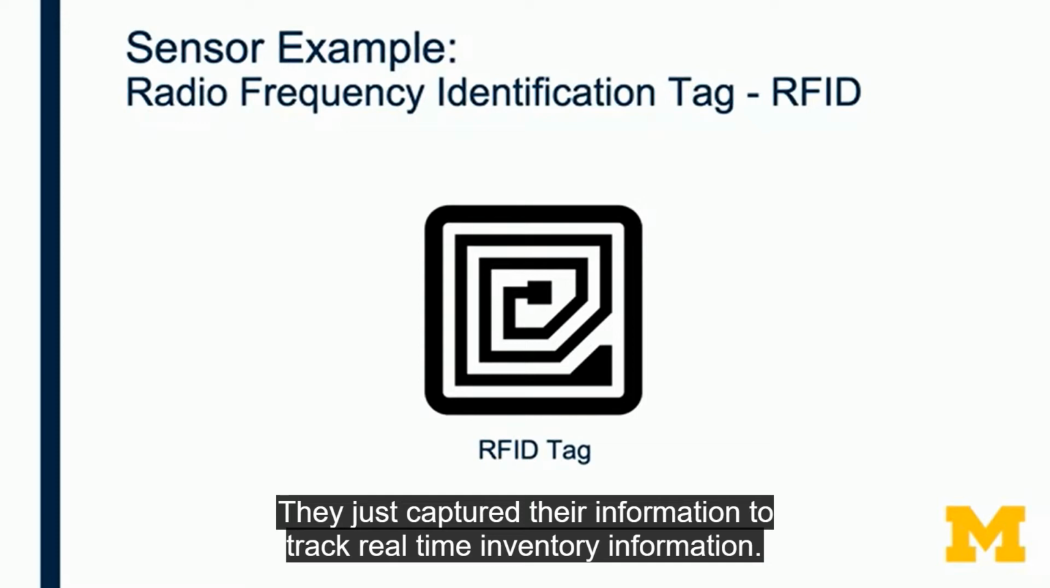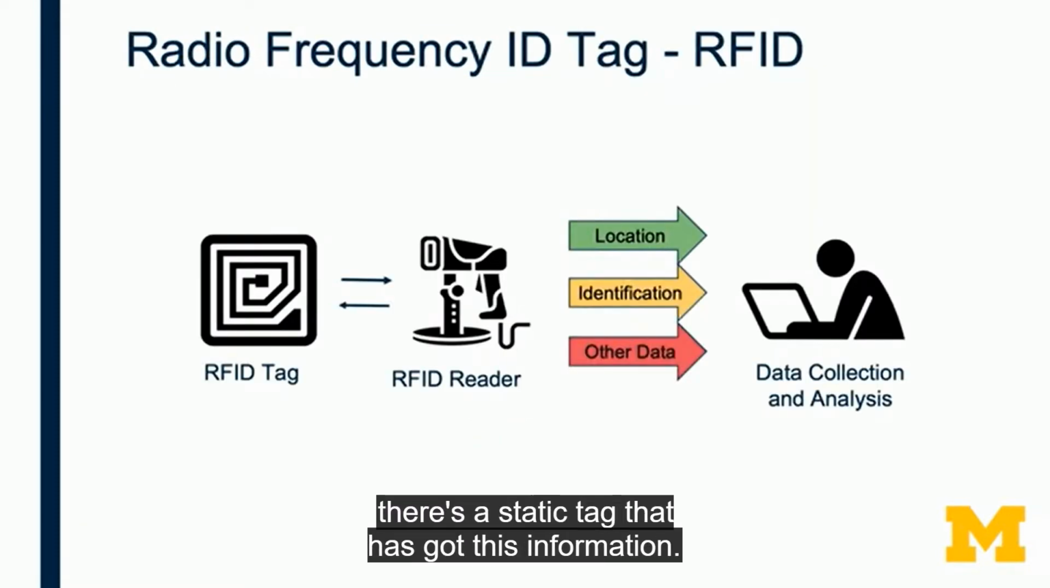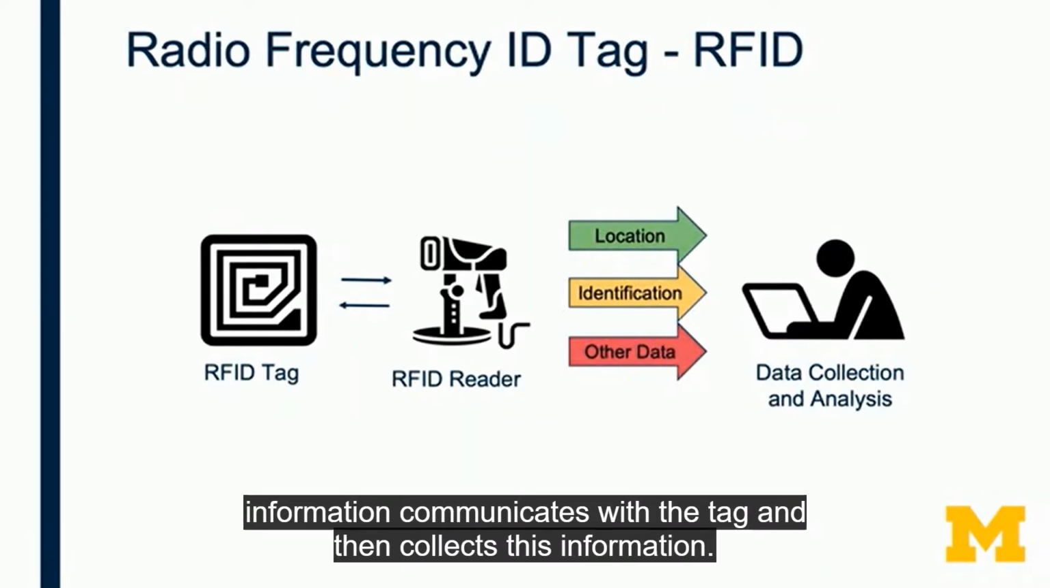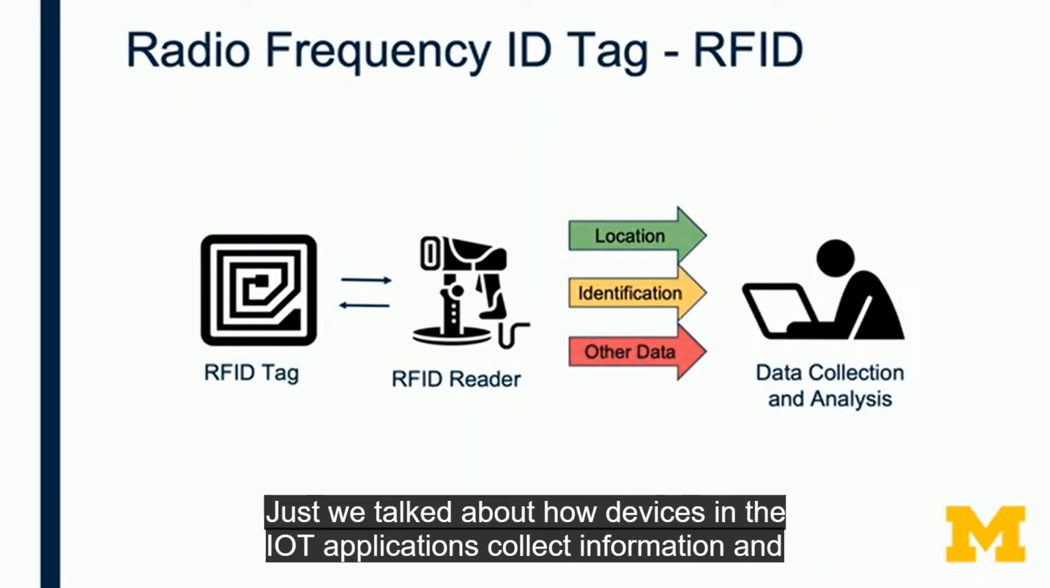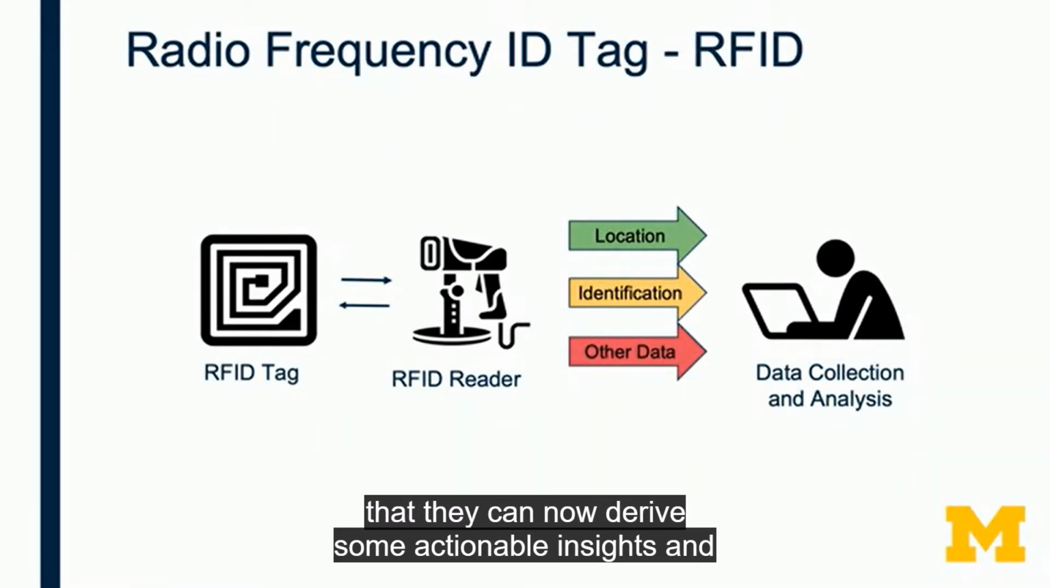Now, the way RFID works is there is a tag, a static tag that has this information. There is a reader that senses this tag, communicates with the tag, and then collects this information. Just as we talked about how devices in IIoT applications collect information, provide real-time information and provide that access to decision makers, so that they can derive some actionable insights and make decisions to improve the manufacturing process.